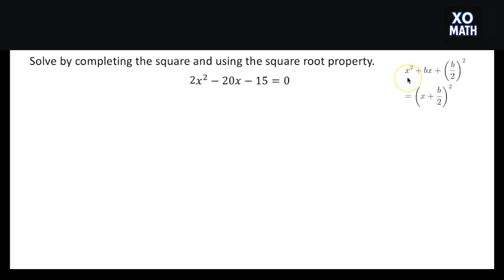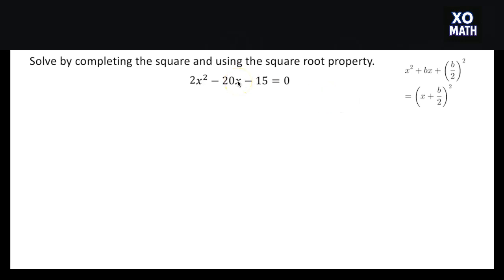From algebra, we know that when I have the quantity x squared plus some b times x plus that value of b divided by 2 squared, those three terms factor to a perfect square. They factor to the quantity x plus that b value divided by 2, all squared. So with that in mind, we're going to try to create this three-term quantity, something that looks like x squared plus bx plus b over 2 squared. My leading coefficient over here is a 2 though, and I need it to be a 1 to apply this.